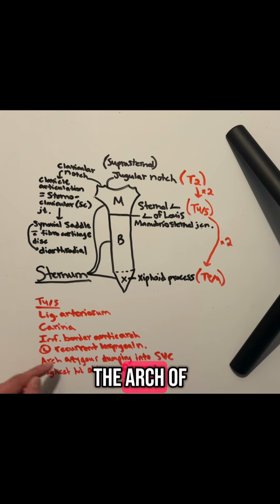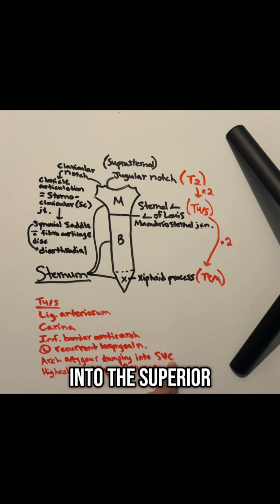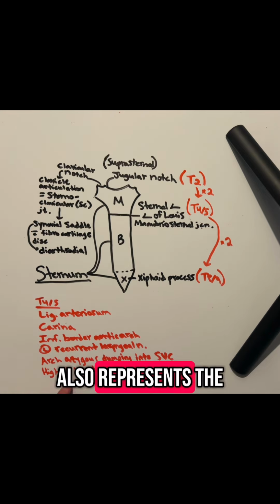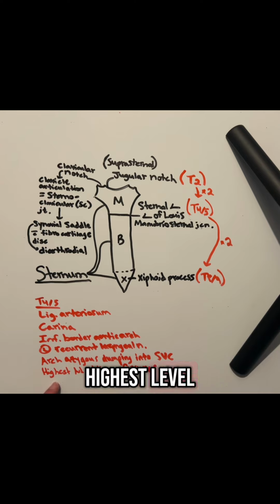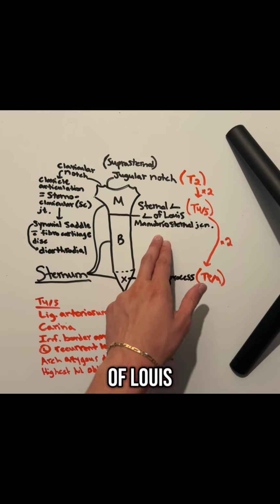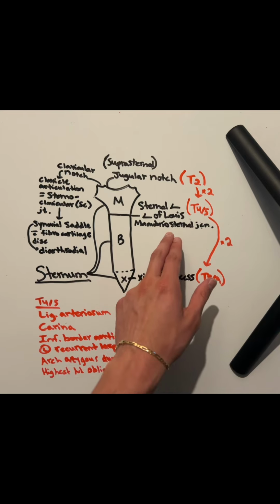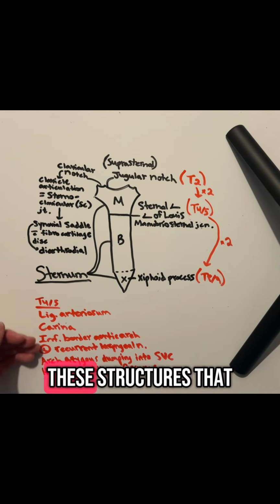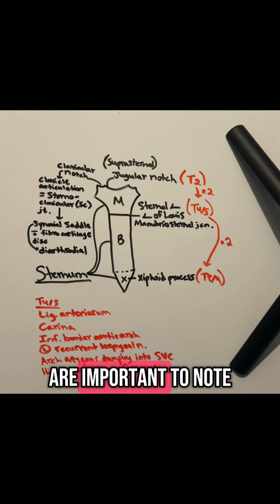We also have the arch of the azygos vein as it dumps into the superior vena cava, and vertebral level T4, T5 also represents the highest level in which the oblique fissures of each lung will exist. So, aside from the sternal angle, or the angle of Louis, or the manubriosternal junction, which exists at vertebral level T4, T5, we also have these structures that are important to note.